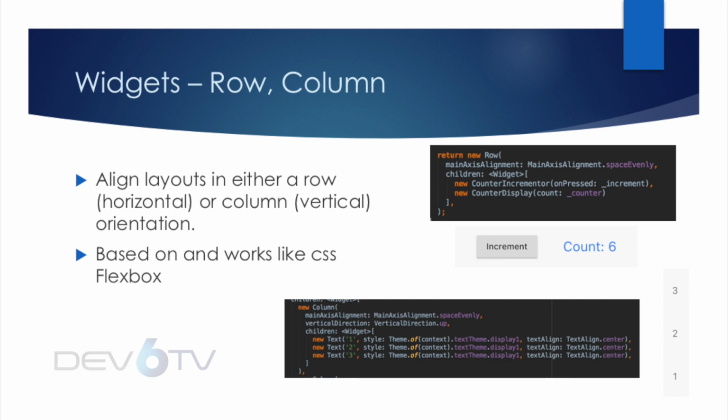Any column widget will be vertically stacked on top of each other. As you notice as well here, we have a main axis alignment, spaced evenly. Google Flutter has actually taken the CSS property names and used them here and created enumerations for you to use, with some slight variations. As you can see here, vertical direction up, if you compare that to CSS, would be pretty much row reverse instead.